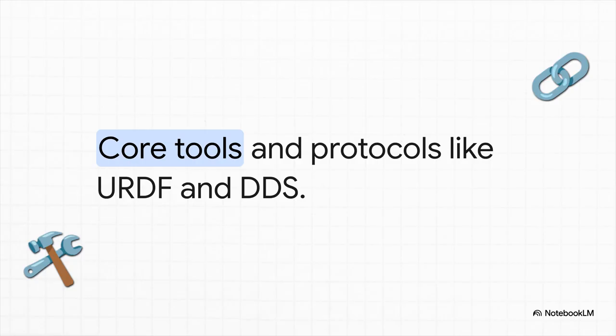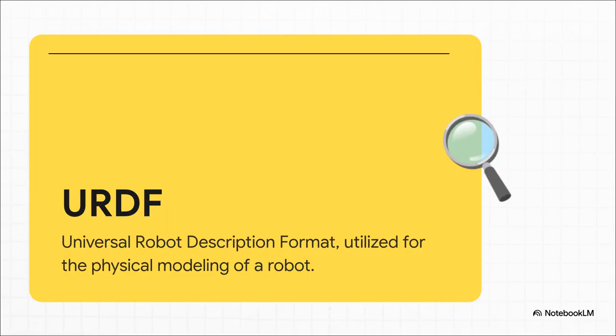Moving right along to part two, core tools, we need to talk about URDF and DDS, because these are the foundational protocols that make this whole node party possible. First up is URDF, or the Universal Robot Description Format. This is just an incredibly powerful tool used for the physical modeling of a robot. Basically, it allows engineers to mathematically define a robot's physical characteristics. We're talking its links, its joints, its weight, its turning radius, all in software, way before a single piece of physical hardware is ever touched. You are literally building the robot's physical constraints in code, so the system knows exactly what kind of body it's going to be controlling. It's like a digital blueprint.